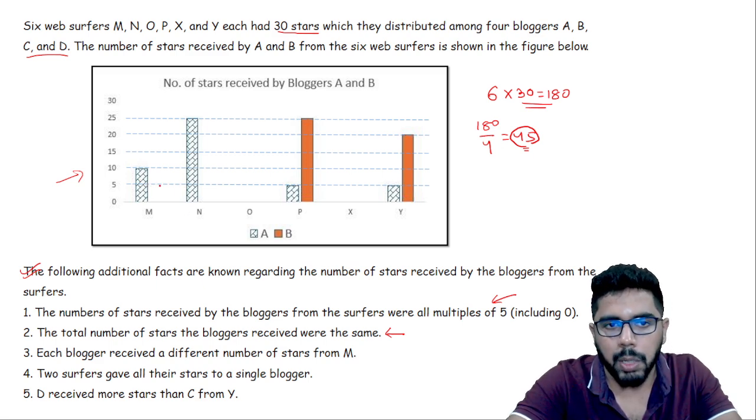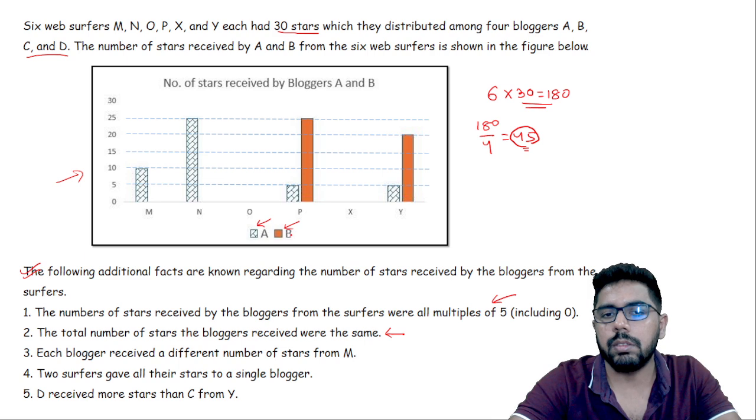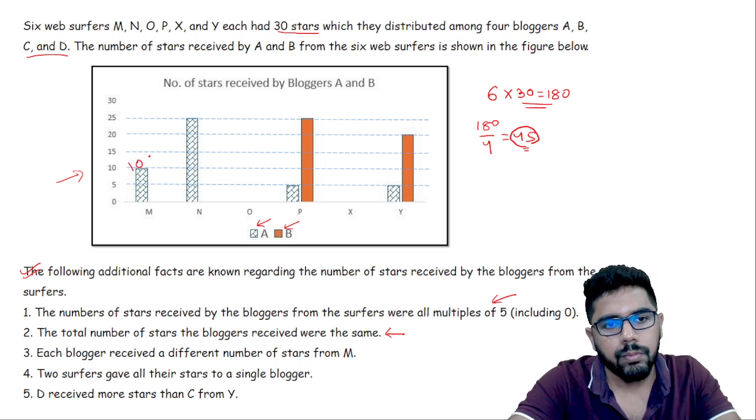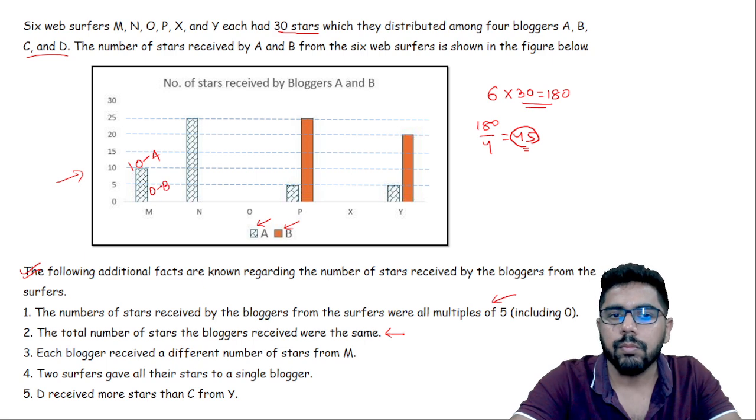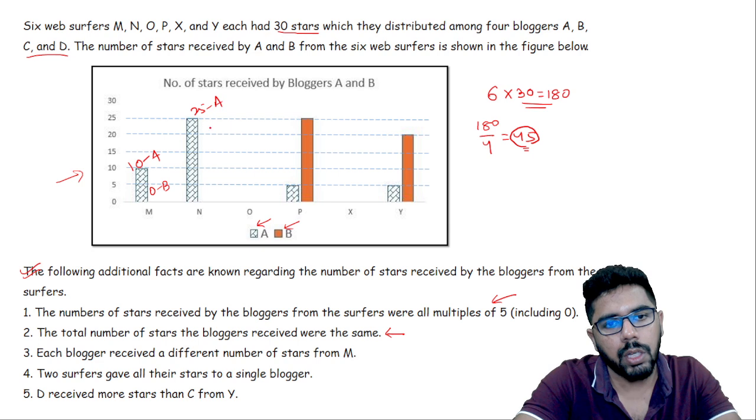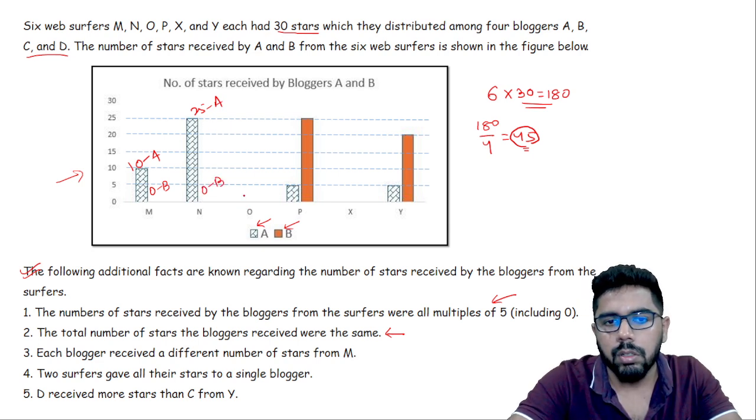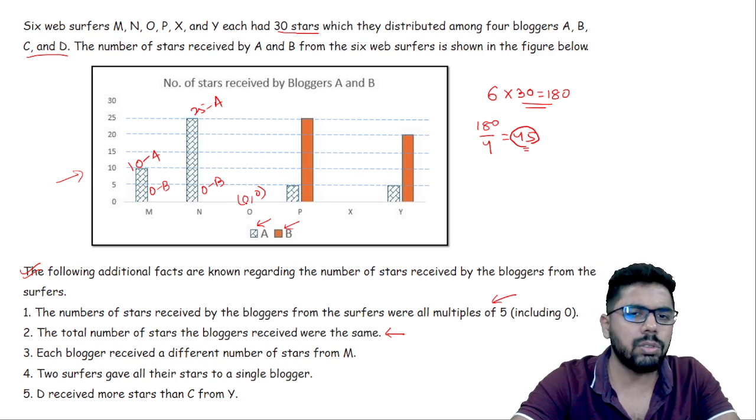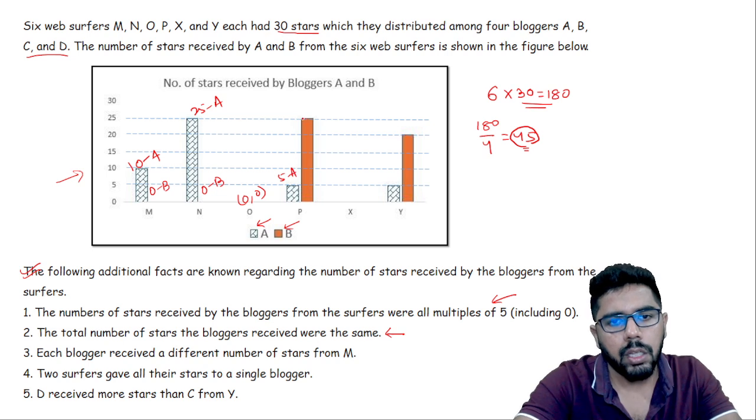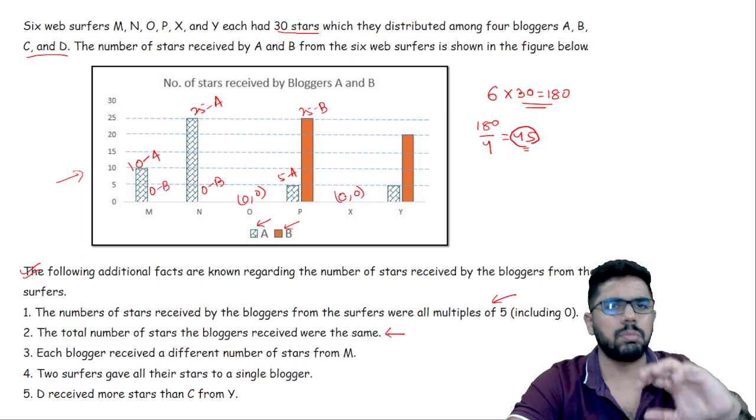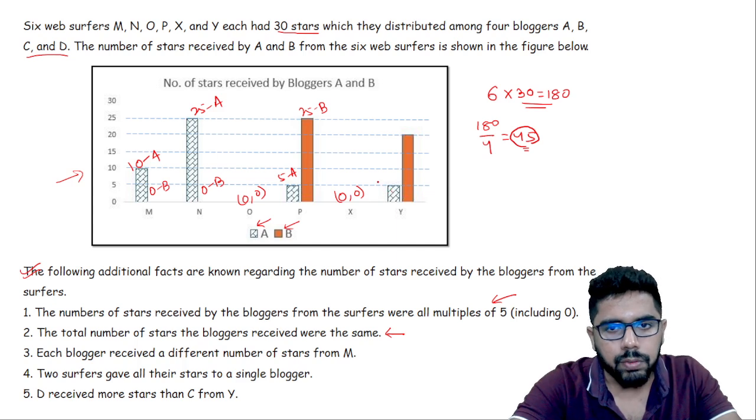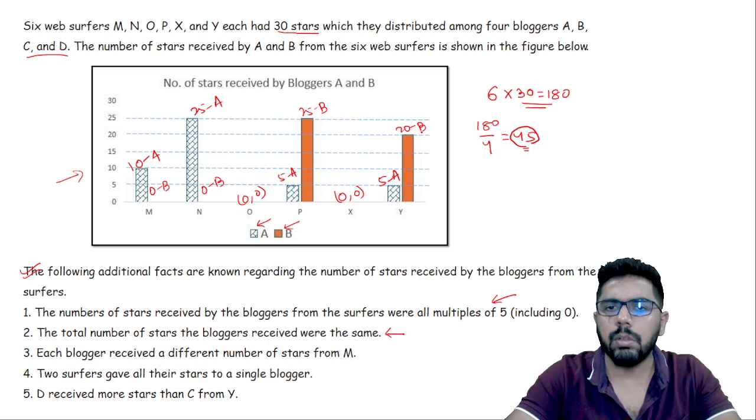there are two colors of bars. The first one is the number of stars received by A and then the number of stars received by B. Surfer M is giving 10 stars to A but 0 to B. Surfer N is giving 25 stars to A and again 0 to B. O is not giving anything to A and B, so 0, 0. Then here 5 from A and 25 from B. Again Surfer X is not giving anything to A and B, that means X must be giving to C and D. Now Surfer Y gives 5 to A and then 20 to B. This is the initial information presented to us.